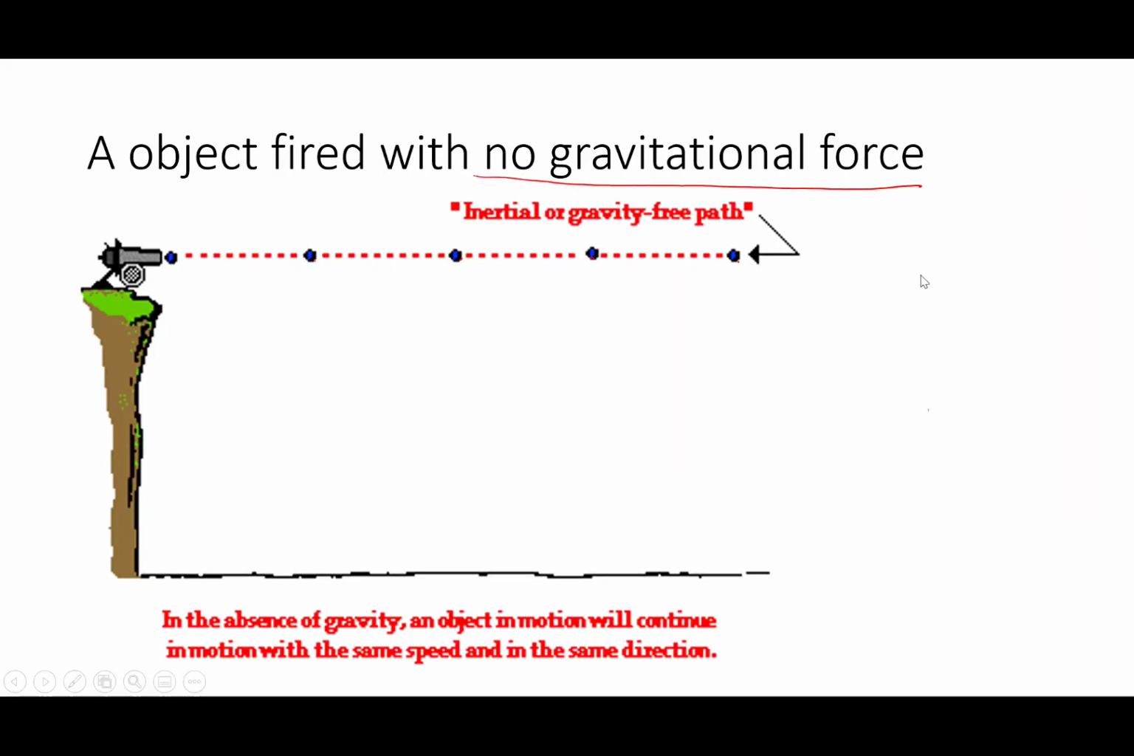To analyze projectiles, we're going to break their motion into their horizontal motion and their vertical motion. So let's think about what an object would do if there were no gravitational force. Well, if we fire something horizontally out of a cannon, then it just goes in a straight line at a constant velocity, because there's nothing to change its motion. Vx, we would say, is constant, or the acceleration in the x direction is 0. This is called the inertial path, or the gravity-free path.